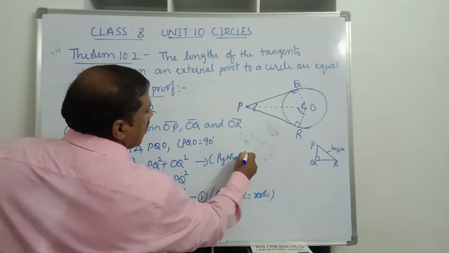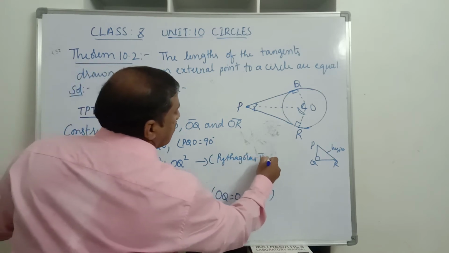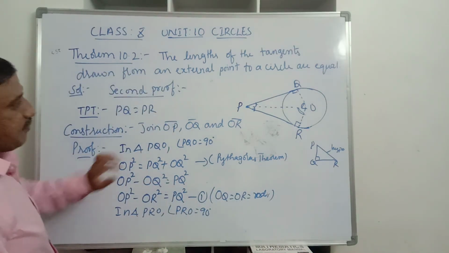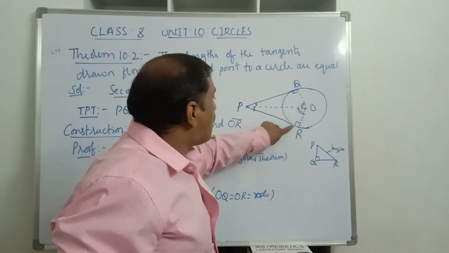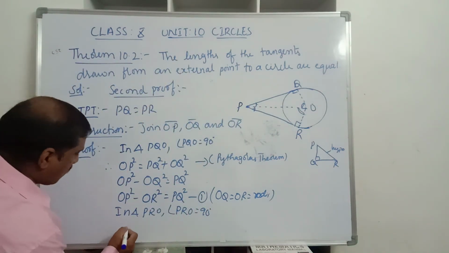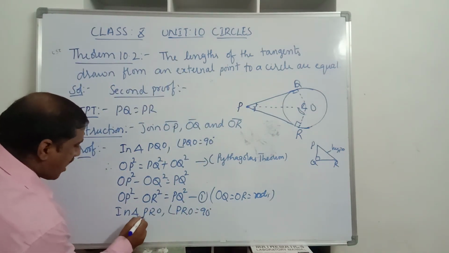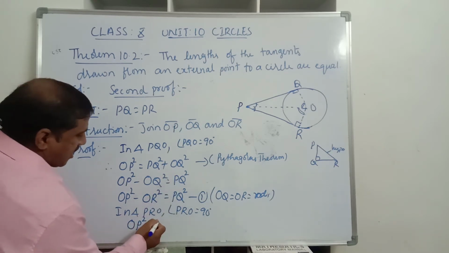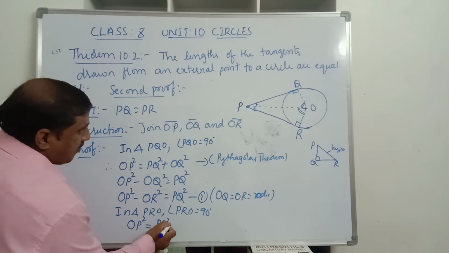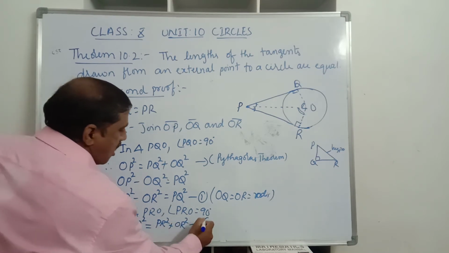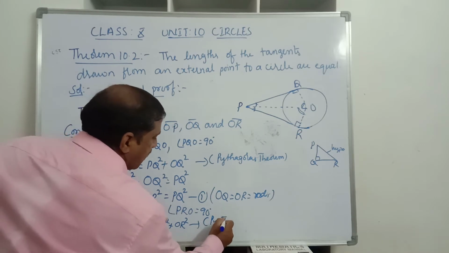Pythagoras theorem. Now again we are using this triangle PRO. Here angle R is 90 degrees, and OP is the hypotenuse. Therefore, you can write OP square is equal to PR square plus OR square. That is again Pythagoras theorem.